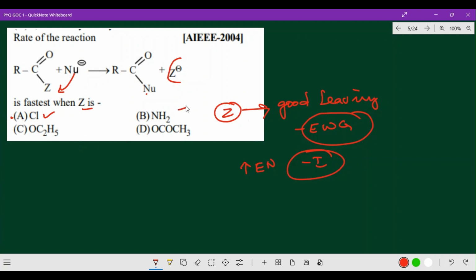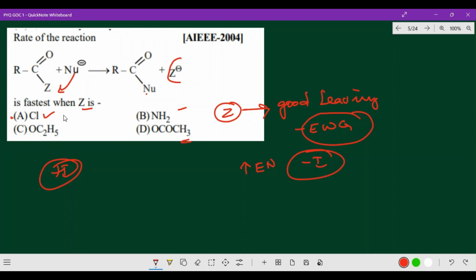NH2 comes under basic strength. OC2H5, this is alkyl, no? So alkyl is a plus I effect, and the same is true for OCOCH3 also. So the plus I effect will not come over here, only the minus I effect. Only the minus I effect, electronegativity will be more, and it is an electron withdrawing group. So it is a good leaving group. So this is the only correct option.